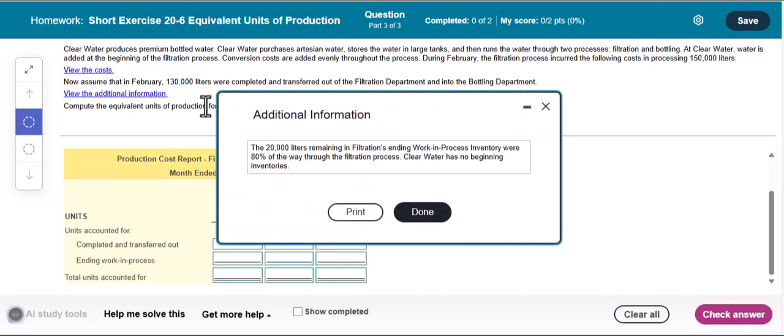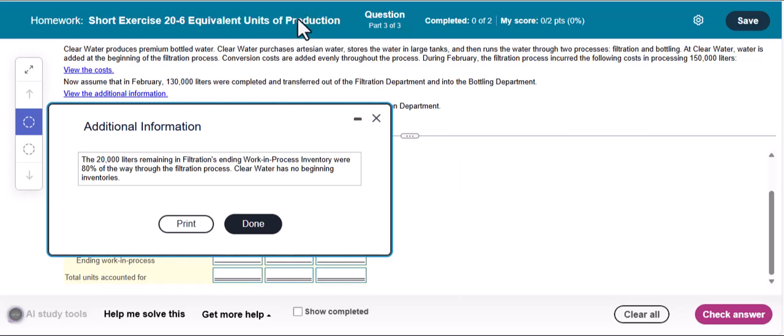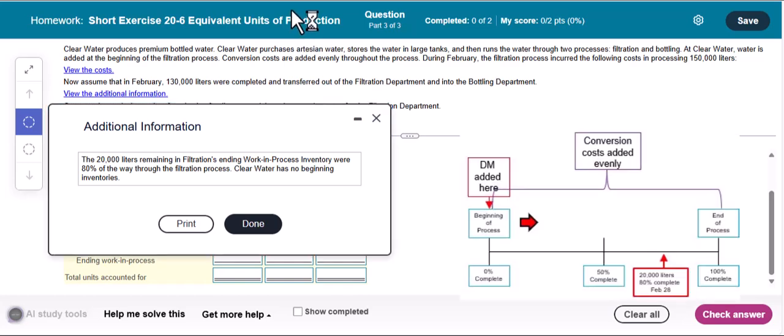So let's reopen that additional information and review here. Down here on the right, I've shown us our process. Here is the beginning of the process. Here is the end of the process. In this case, the process is the water being filtered. DM stands for direct materials, and it's the artesian water. The artesian water is added at the beginning of the process, and then the filtering begins. Conversion costs, on the other hand, are added evenly through the process. That's what the information about the conversion costs being added evenly through the process is talking about.